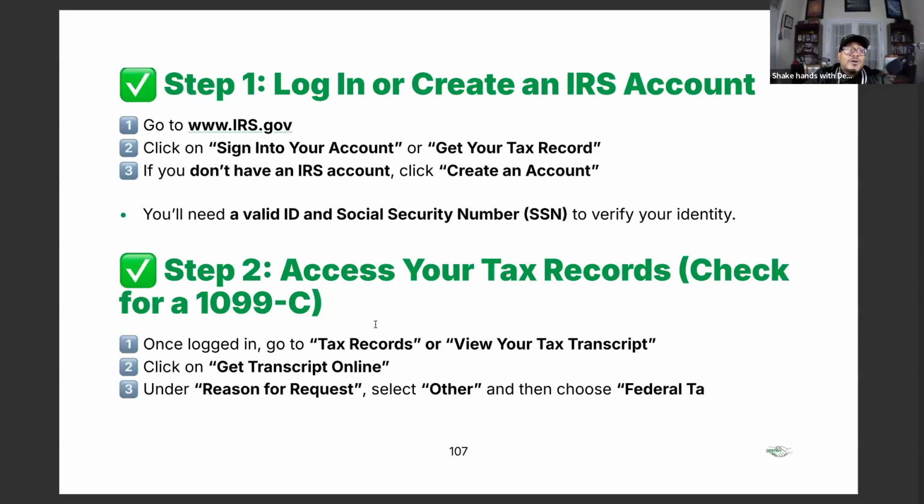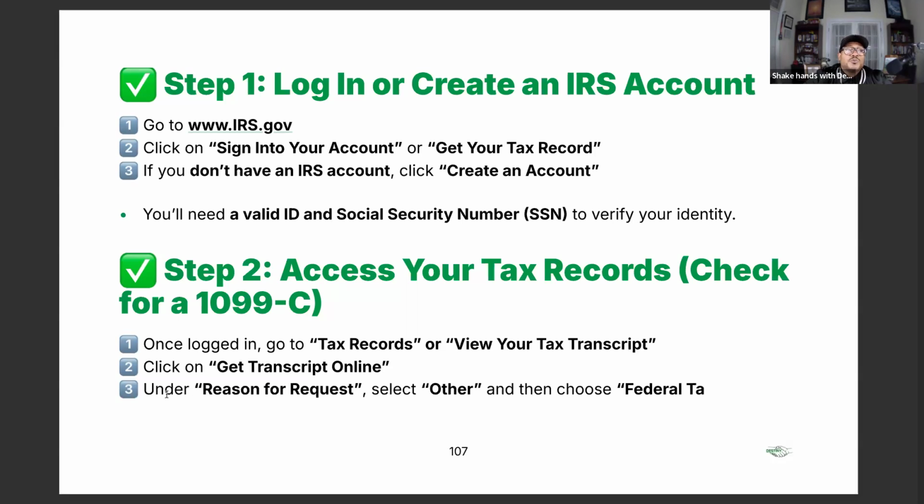Now, this is very important right here. You have to follow these steps to know if you have a 1099-C, okay? To access your tax records, once logged in, you want to take a screenshot here. You want to go to tax records or view tax transcripts. Keep this in mind: every single tax year that you've ever made any money is going to be in here. So don't get terrified, okay? You're going to click on get transcript online.